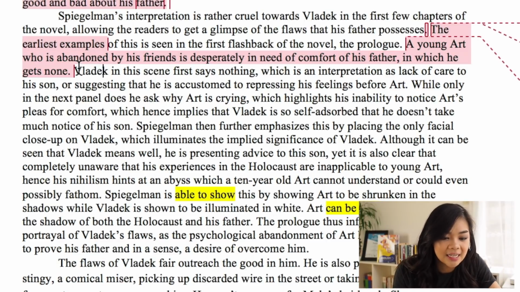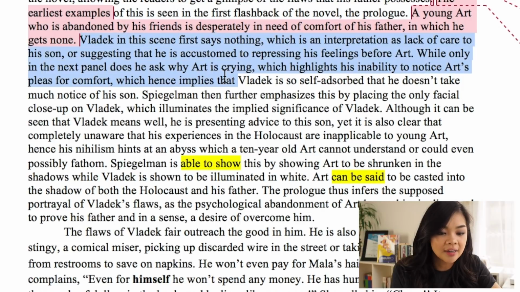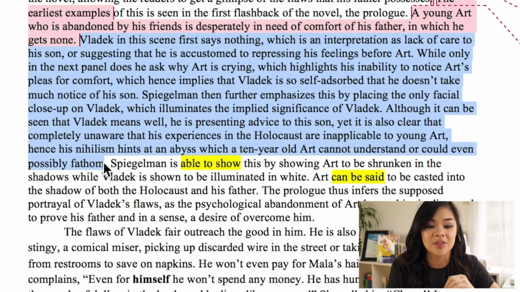Vladek in the scene first says nothing, which is an interpretation as lack of care to his son, or suggesting that he's accustomed to repressing his feelings before Art. Okay, I'm just gonna skip ahead a little bit. I read the rest of this and it seems okay so far, but I don't want to nitpick at absolutely everything just yet. From what I can tell from this student, answering the prompt is probably the biggest issue so far. I think it's important to focus on one or two main priorities of your writing, fix those up, and then work on the next thing.